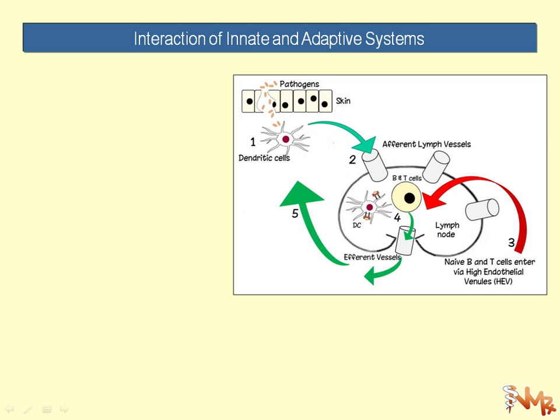Here I'm showing a peripheral lymph node, and as you see in the diagram, peripheral lymph nodes include afferent lymph vessels and efferent vessels, and within them we're going to see the B cells and T cells. And of course, the B cells and T cells that are within these lymph nodes are naive until they get to see the antigen that they are destined to see, as we're going to see shortly.